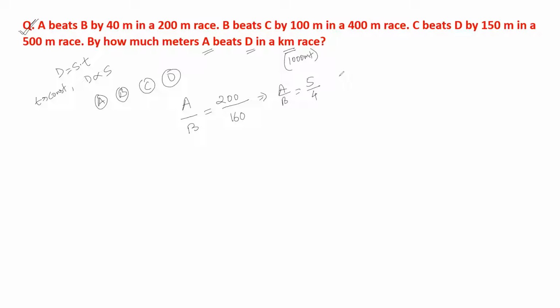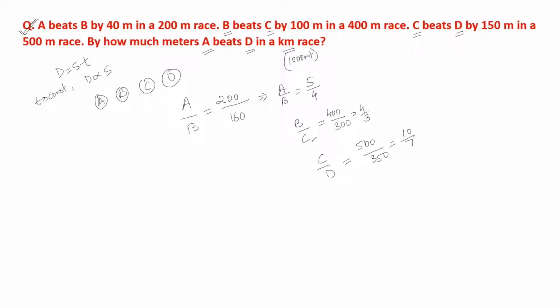In a similar way, if we consider B and C, we can say that when B covers 400 meter in that particular time, C covers 300 meter. So B by C would be equal to 400 by 300, that is 4 by 3. In a similar way, if we consider C and D, when C covers 500 meter in that particular time, D covers 350 meter. So this ratio will also be equal. 500 by 350 can be simplified and written as 10 upon 7.